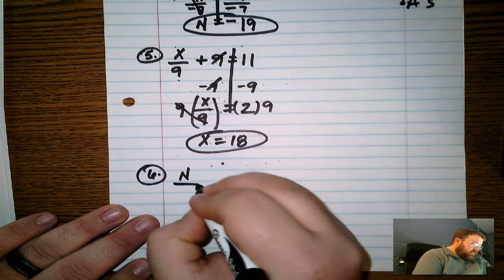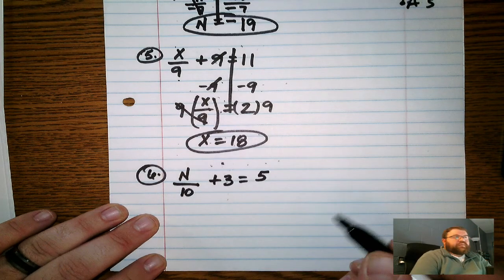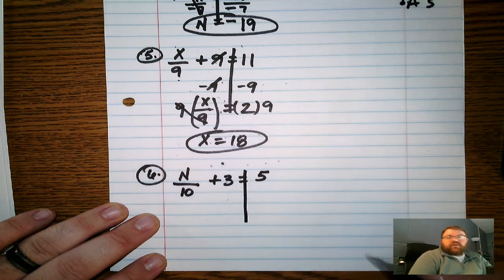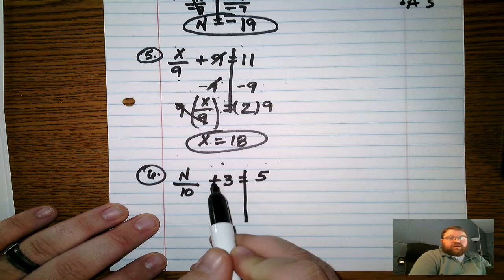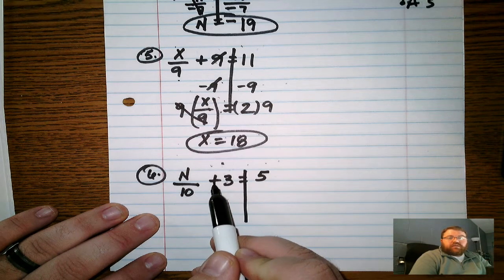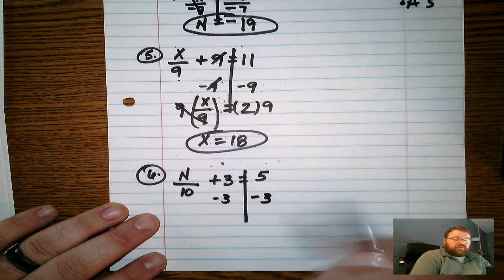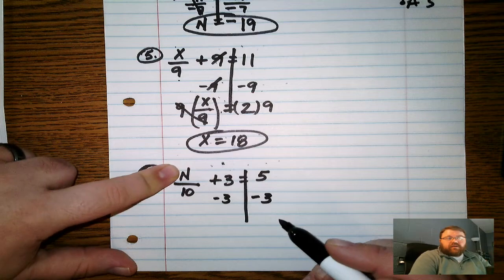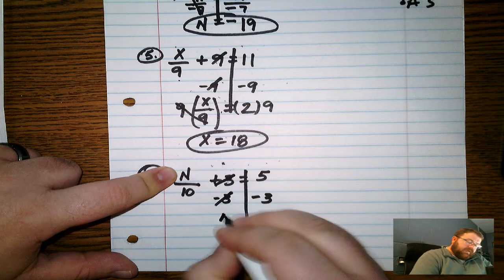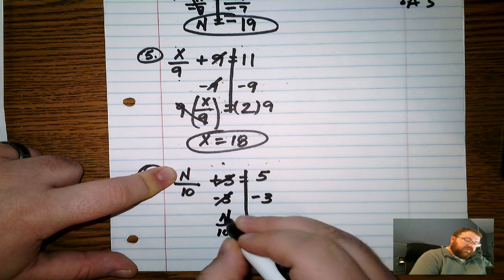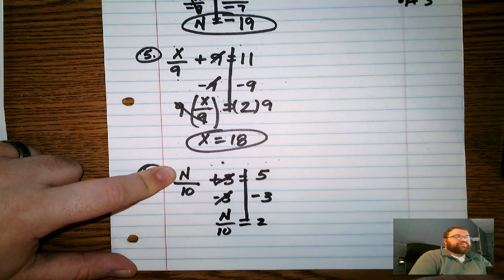Number 6, we have n divided by 10 plus 3 is equal to 5. Now I'm going to draw my line separating the two sides. I am going to look and see that this 3 is trying to add. The opposite of addition is subtraction. So I'm going to subtract 3 on both sides. Remember, your goal is to get n by itself. So you have to get rid of the 3, and we're also going to have to get rid of this 10. So we have n divided by 10 is equal to 5 minus 3, which is 2.